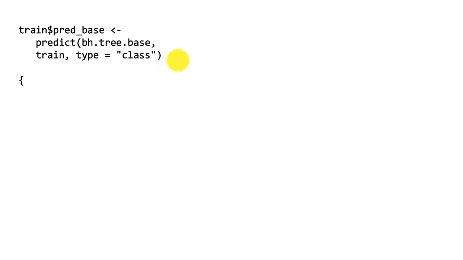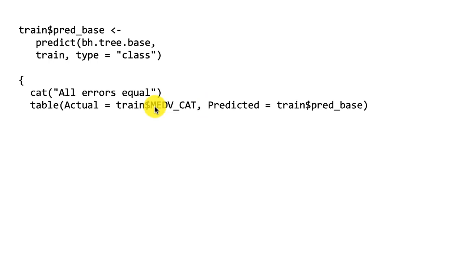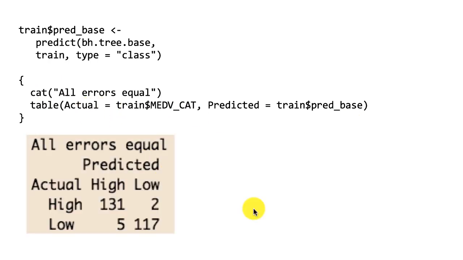We generated the predictions on the training data, and now we are going to do the error matrix. I'm printing it in such a way that I'm first saying all errors equal, and then printing the error matrix, and we get this. So when the default cutoff is used and all errors are equal, false positive and false negative being equally costly, then we get this. This is just as a baseline. That's why I called it base.